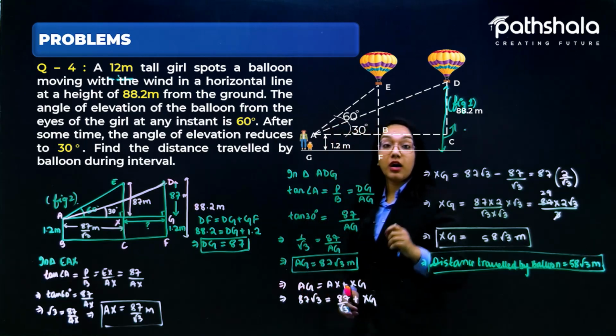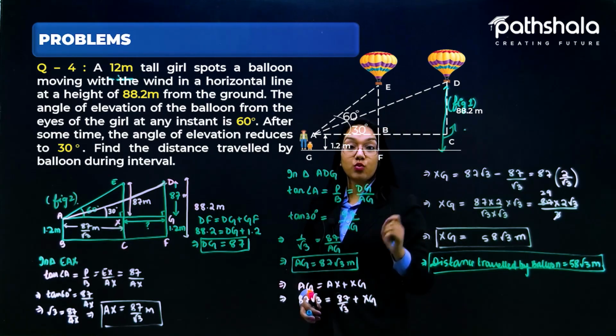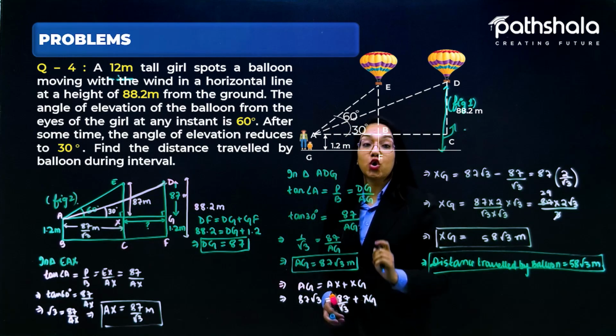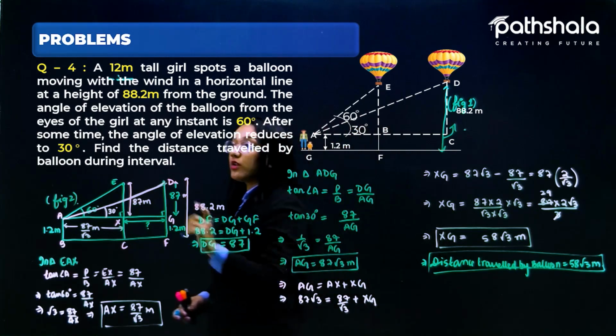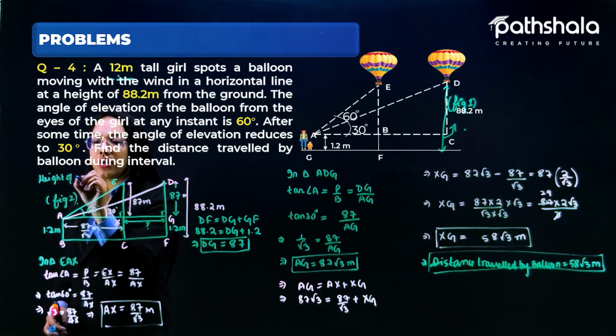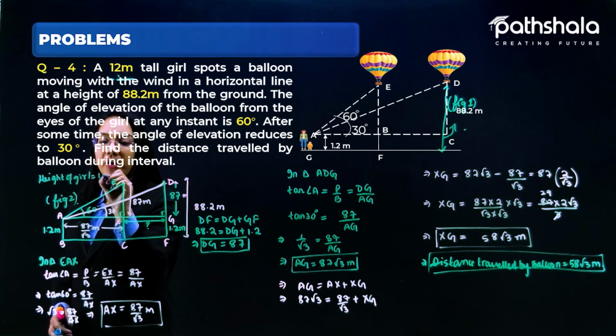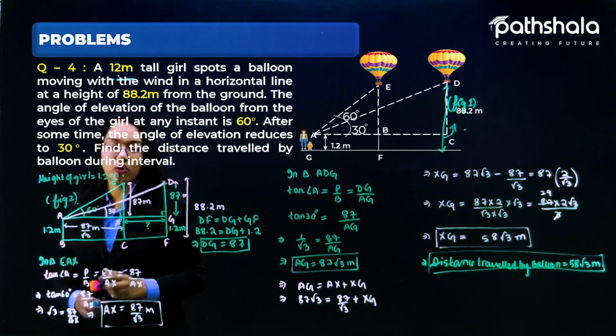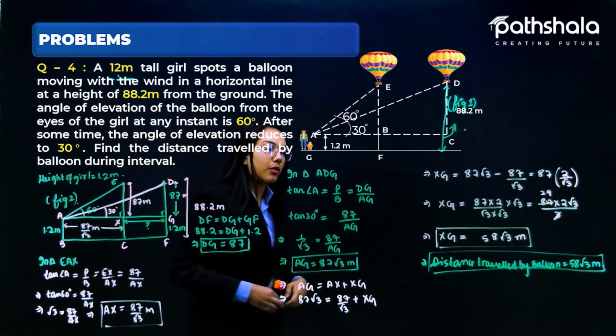And remember, the height of the girl is 1.2 meters and not 12 meters. This is actually 1.2 meters. Height of the girl, let us suppose I write it over here, is actually 1.2 meters. This is 1.2, not 12 meters. So this is all about this particular question.